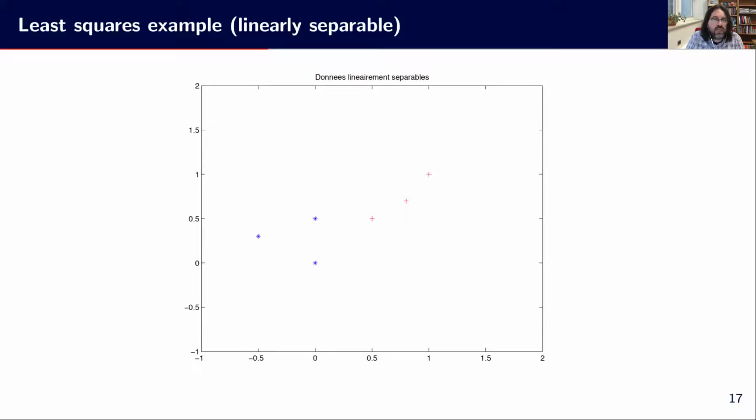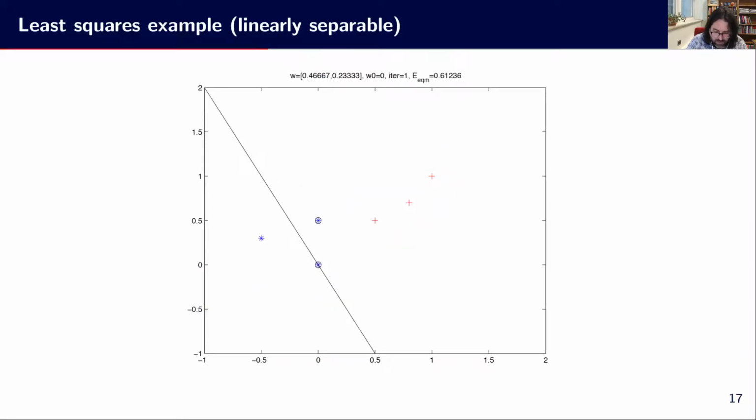So going back to the same example that we had with the perceptron, we are starting with the linearly separable case. So 6 samples, 3 blue crosses, 3 blue stars, 3 red crosses. So red crosses here, blue stars there. And now we are applying the least squares case for classification. At step 1, we have this kind of classification. We still have 2 samples that are misclassified.